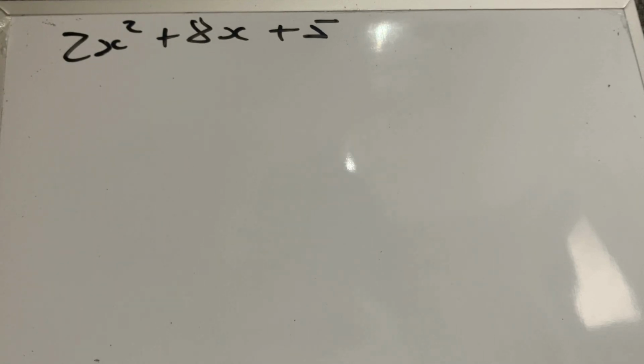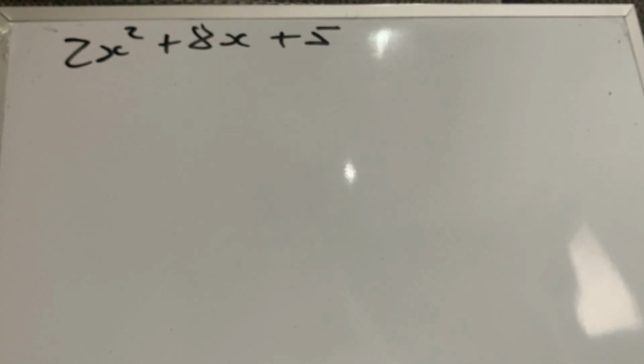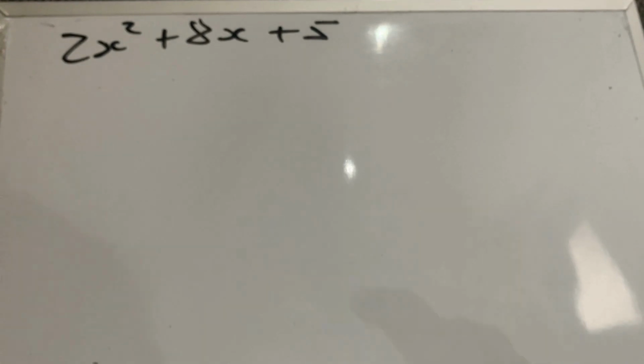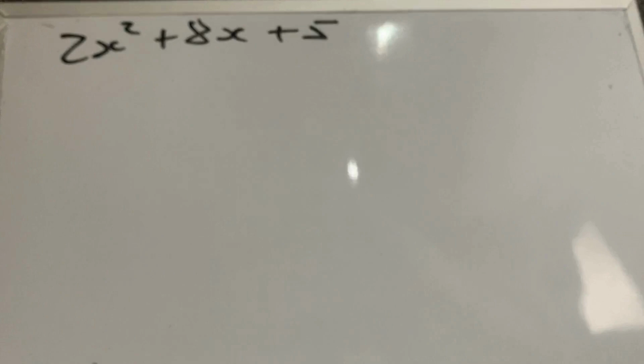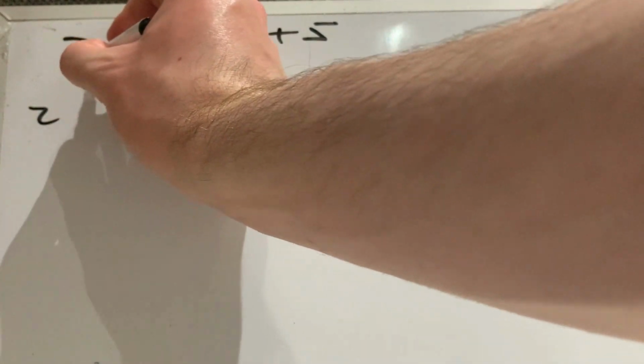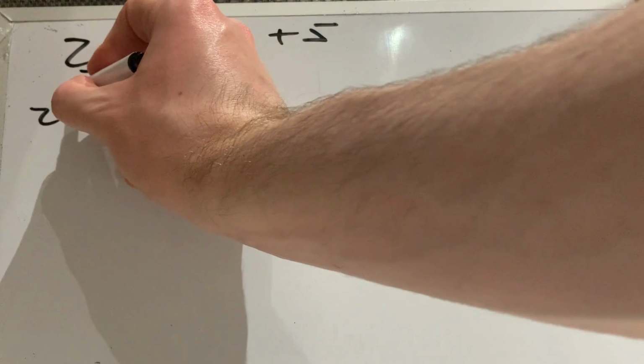But that's okay, because what we can do is divide through by 2. But that's a little bit awkward because we've got this 5 here, and that's not a multiple of 2. So you could just write 5 over 2, but we're not going to do that because it looks a bit ugly. So instead, we're going to look at this guy here and take a factor of 2 out.